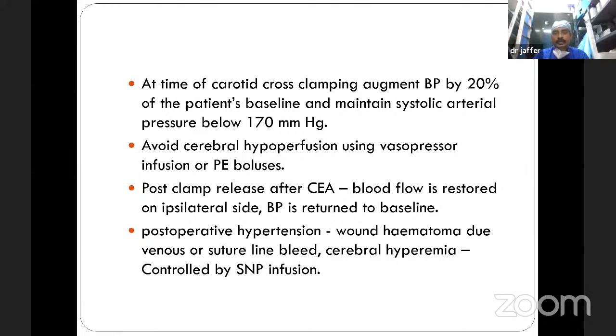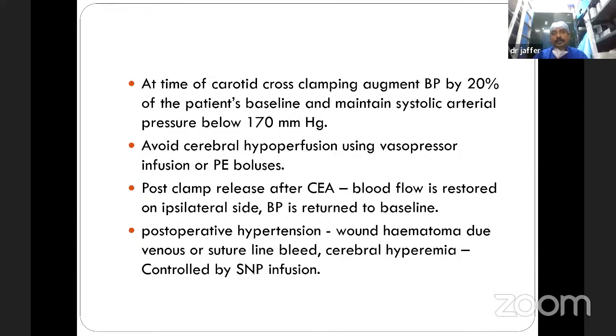And that ischemic area, which is already maximally vasodilated, with the loss of autoregulation, cannot accommodate this much inflow. So we have to try to maintain BP on the lower side, at least 20% below the baseline pressures.